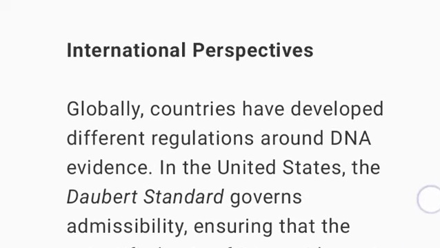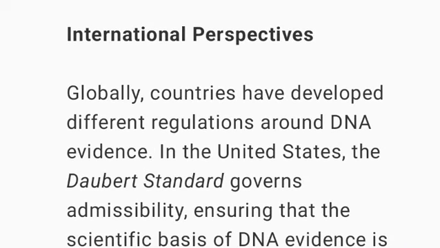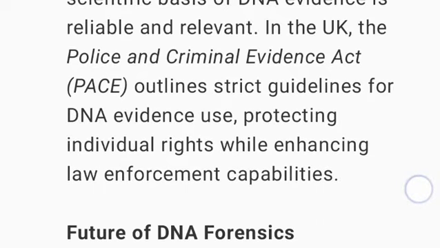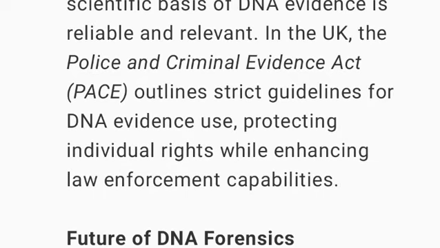International perspectives. Globally, countries have developed different regulations around DNA evidence. In the United States, the Daubert standard governs admissibility, ensuring that the scientific basis of DNA evidence is reliable and relevant. In the UK, the Police and Criminal Evidence Act, PACE, outlines strict guidelines for DNA evidence use, protecting individual rights while enhancing law enforcement capabilities.